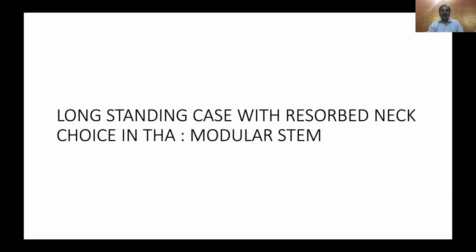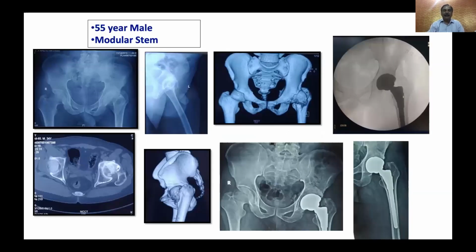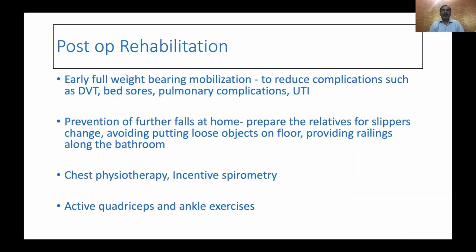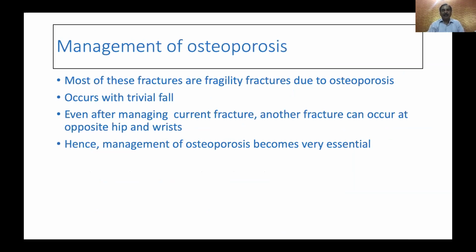Now, long-standing cases with a resorbed neck sometimes need special options like a modular neck, and you must keep that in mind. The post-operative rehabilitation is early full weight bearing to reduce complications. We must try to reduce further falls at home. And then, of course, chest physiotherapy, incentive spirometry, active quadriceps and ankle exercises, and maybe to some extent something like an aspirin to reduce the risk of thromboembolism.